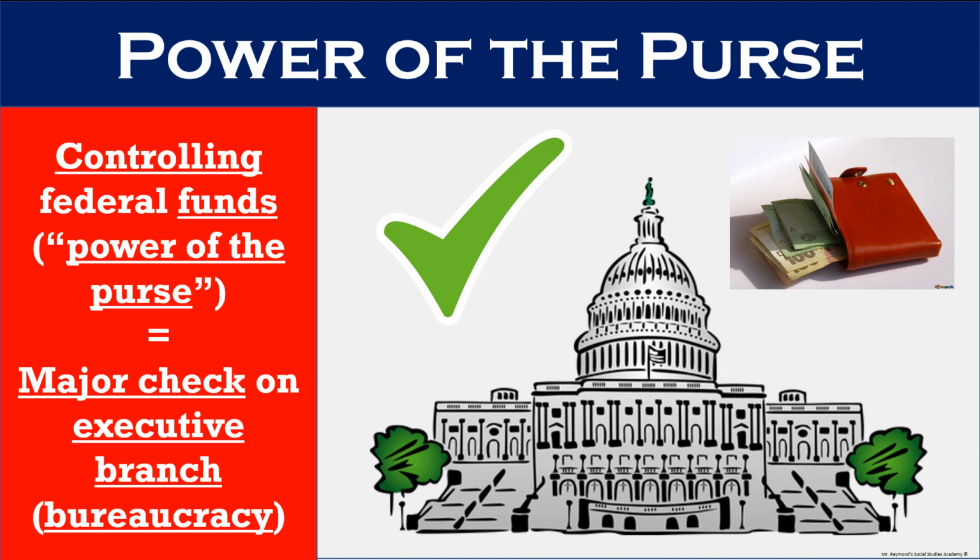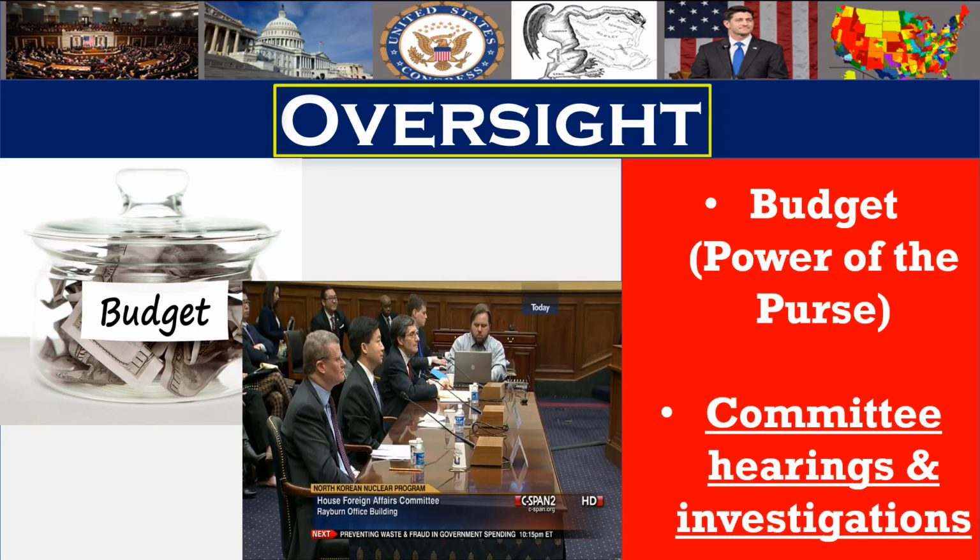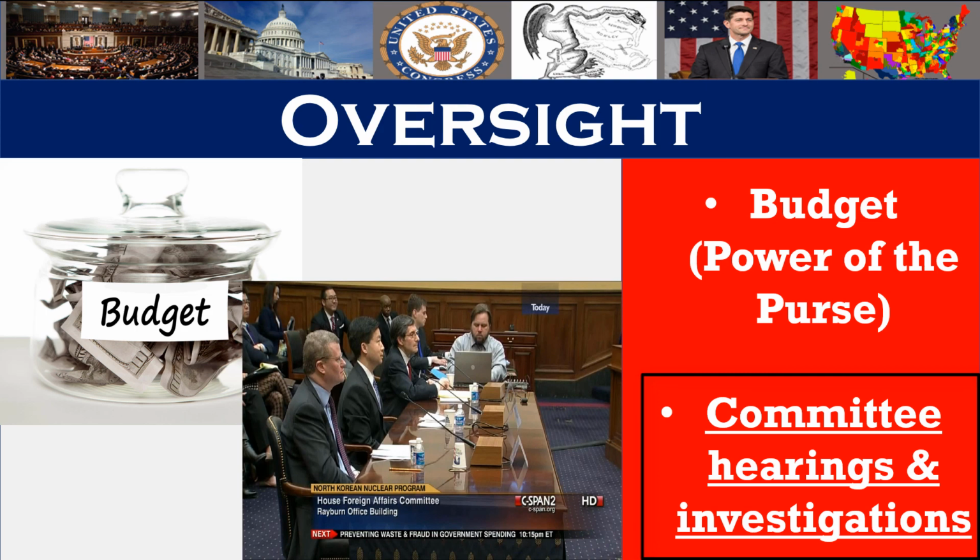So we're going to talk about the role Congress plays in controlling the budget and its role in checking the executive branch, especially the bureaucratic agencies, as far as spending. But make sure you remember the power of the purse as a congressional check on the executive branch. Now let's look at the oversight function or power of Congress, part of which does include the approving of the budget, but it is most often associated with their role of holding committee hearings and investigations.